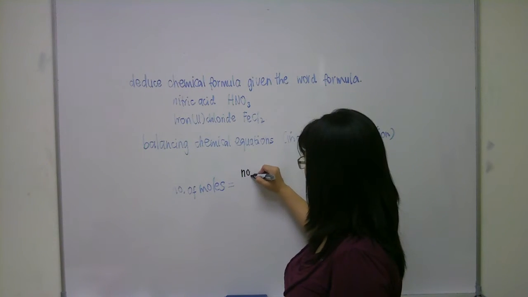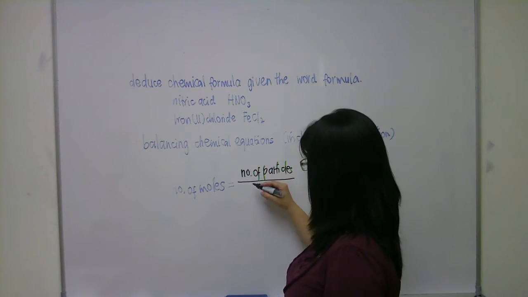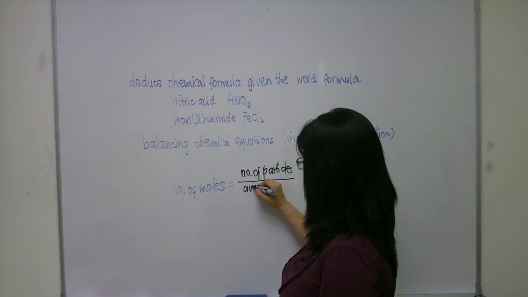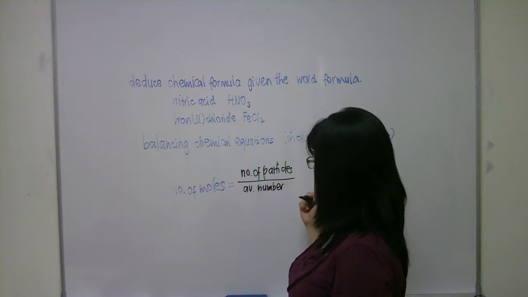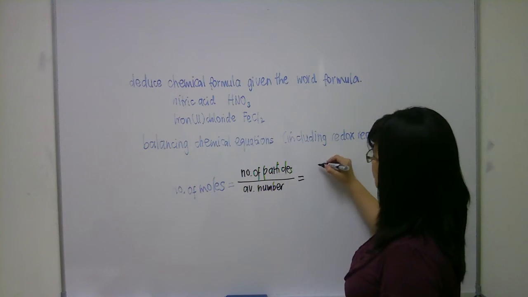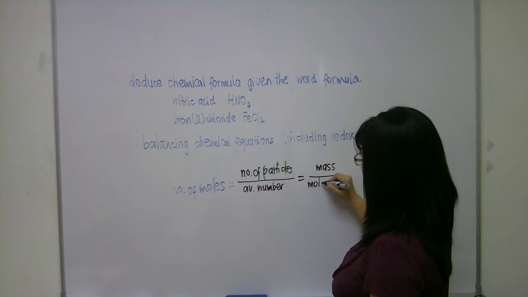Okay. For example, if you're given the number of particles, okay, you can get number of moles from Avogadro's number. Okay, if you're given the mass, the number of moles will be mass over molar mass.